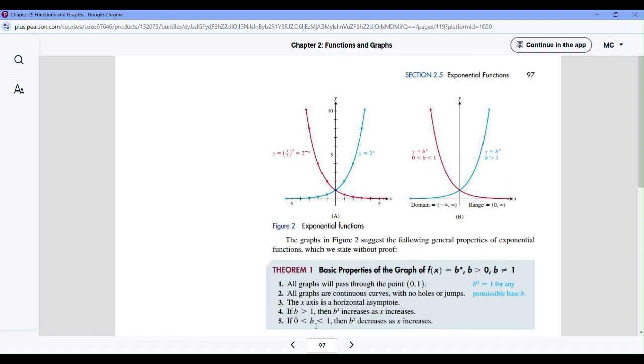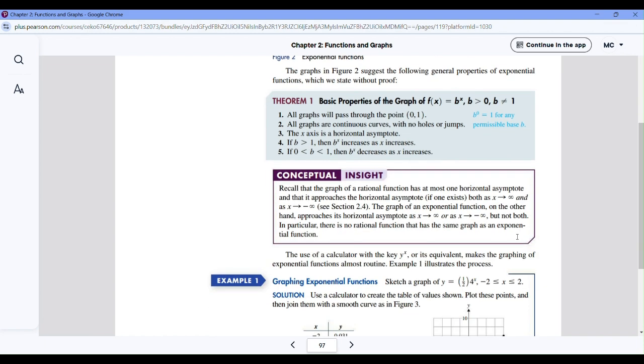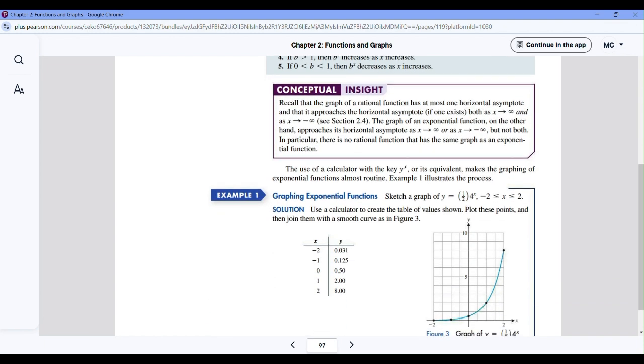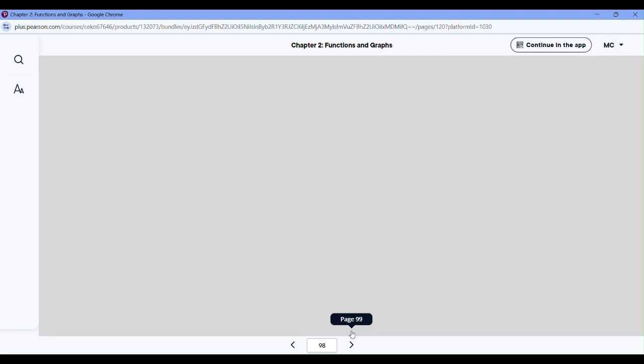Between 0 and 1? Wait, if b is between 0, oh, we're talking about the base. I'm sorry, we're talking about the bases. Yep. Cool. Recall the graph and its characteristics.